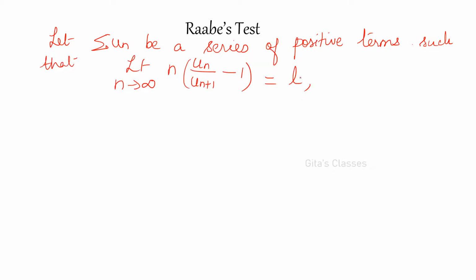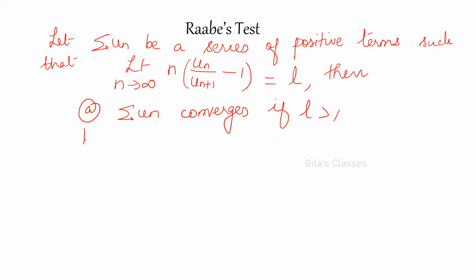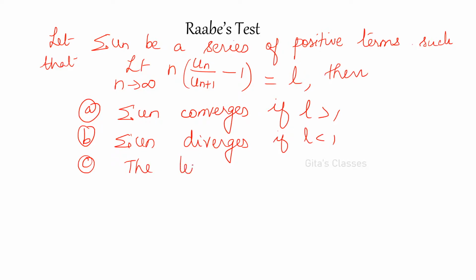And depending on the value of L, we are going to decide the nature, right? So then the same conditions: sigma un converges if L is greater than 1, and sigma un diverges if L is less than 1, and the test fails if L is equal to 1.